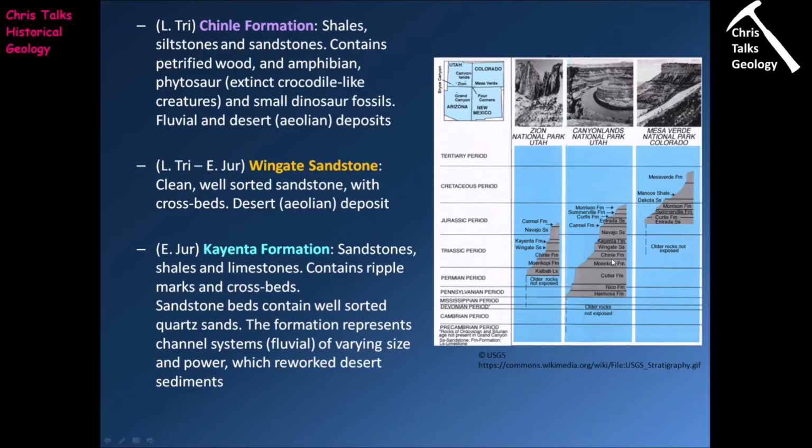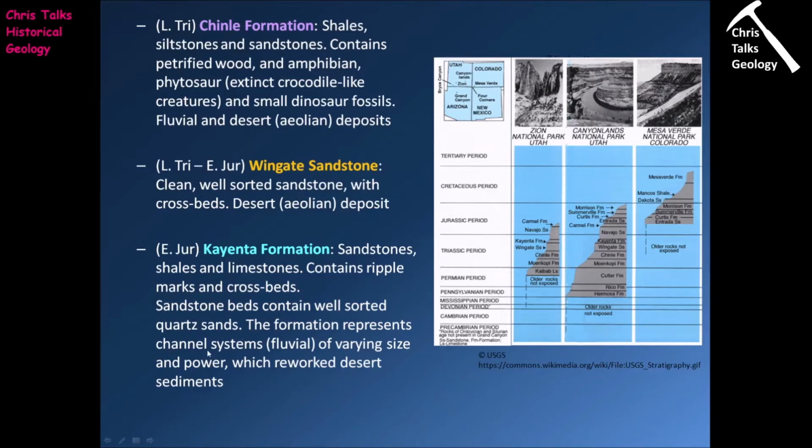So the Chinle Formation is then followed by the Wingate Sandstone. This is a clean, well-sorted sandstone with crossbeds. This is a classic desert rock. And then that's followed by the Kayenta Formation. So that's a mixture of sandstones, shales and limestones. It contains ripple marks and crossbedding. The sandstone beds contain well-sorted quartz sands.